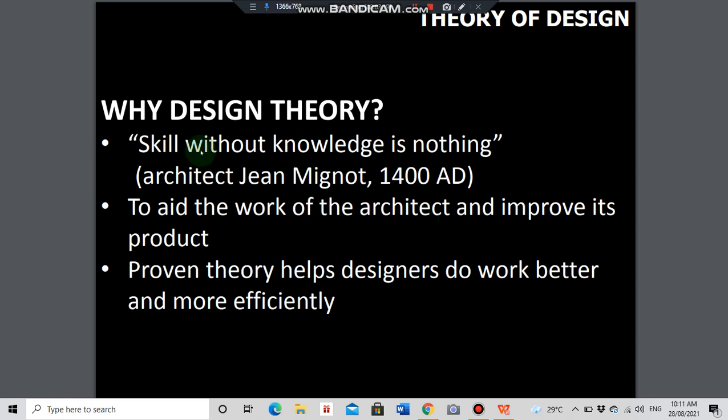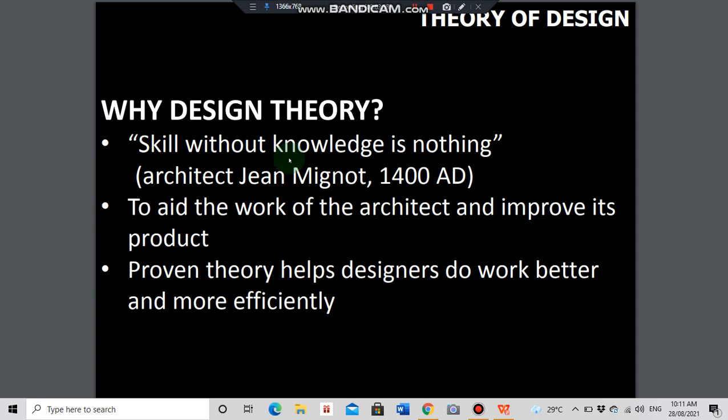Why design theory? Sabi nga ng kasabihan ni architect Jean Mignot, skill without knowledge is nothing. No? May skill ka, but wala naman siyang basihan. Without knowledge is nothing. No? Para bang you cannot give what you do not have. No? It is just aiming a rifle nowhere. Hindi mo siya inasinta, kaya hindi mo tinamaan yung kailangan mong tamaan. So, skill without knowledge is nothing.